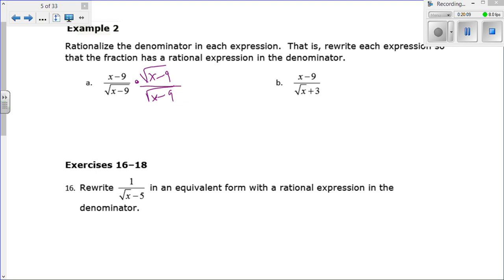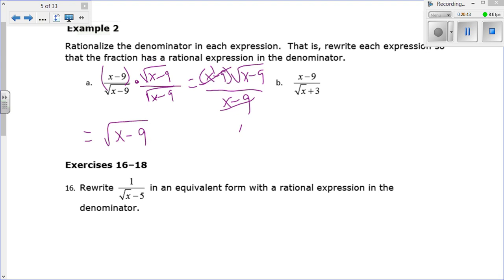In the numerator, you will get, because you have to distribute, I don't actually have to distribute it. I'll write it as parentheses x minus 9 times the square root of x minus 9 all over, when I multiply those two radicals together, I get x minus 9. And this x minus 9 with this x minus 9 cancel each other. So we're left with just the square root of x minus 9.